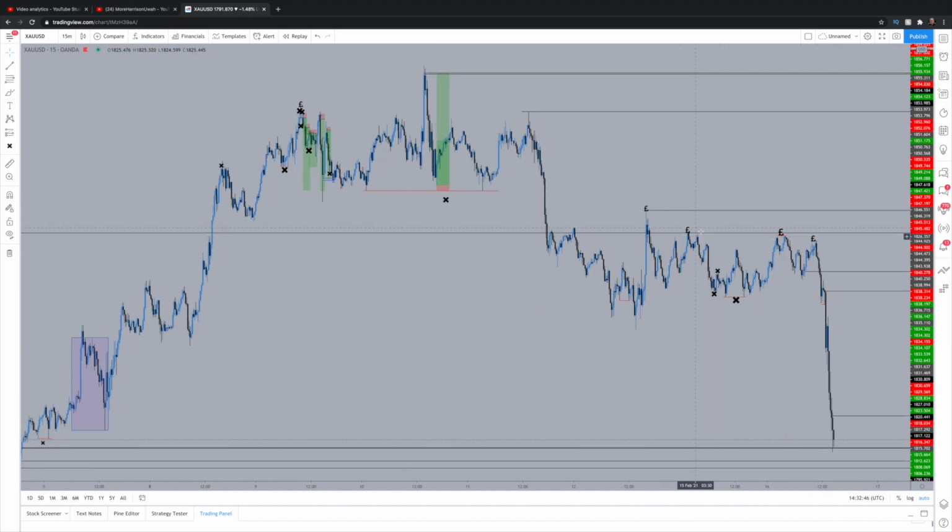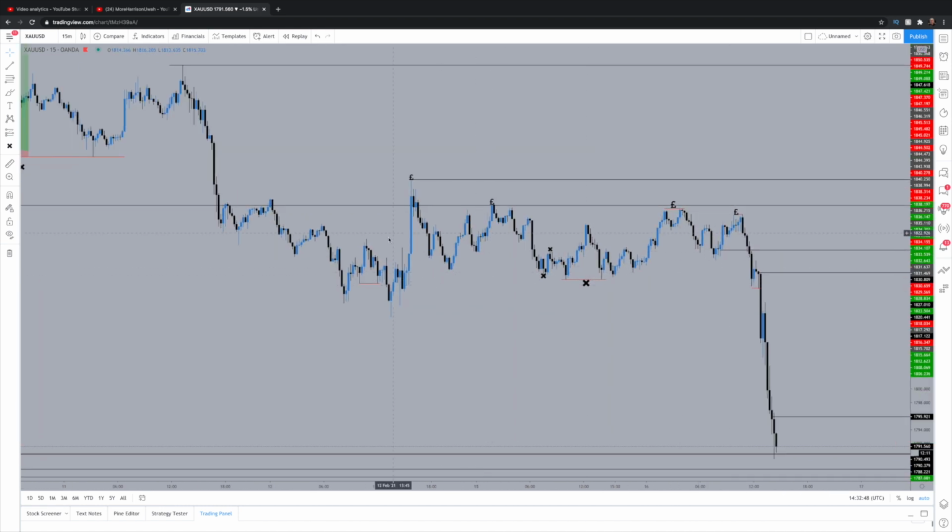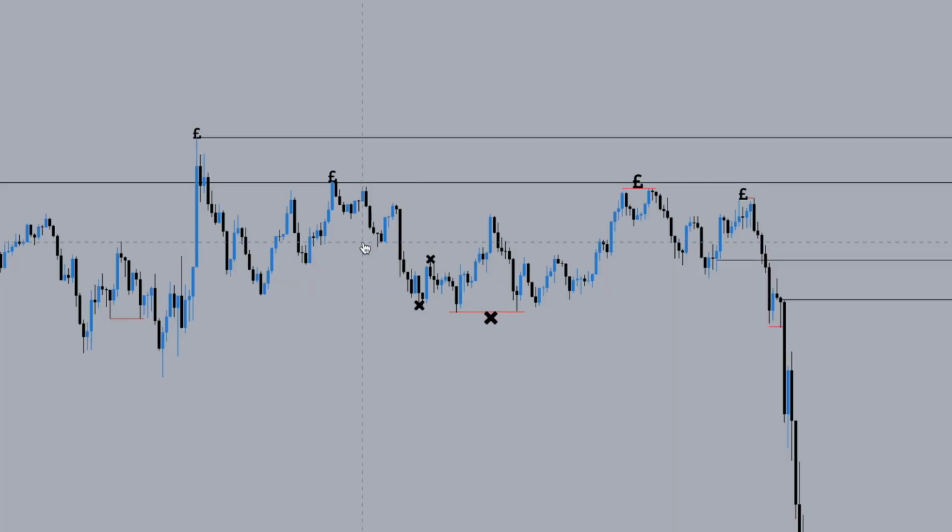I got in a couple of entries down here. I was playing off of this institutional candle right here. So when price came into that area, I got in some buys. Altogether, I had about 6 positions in total.